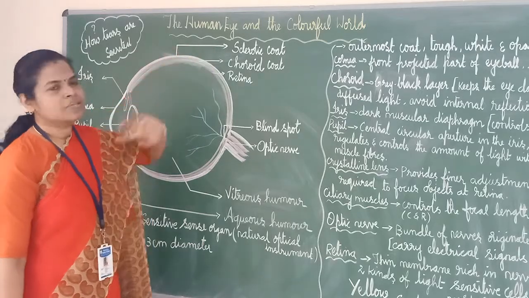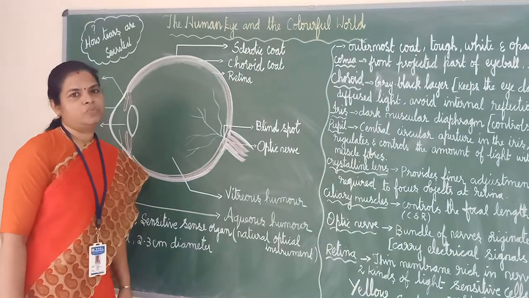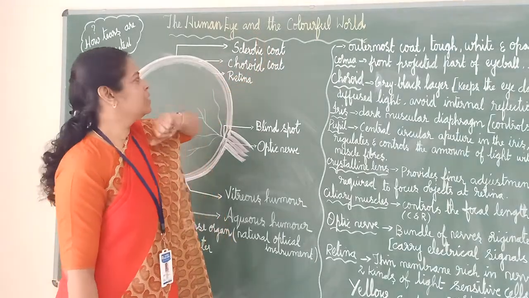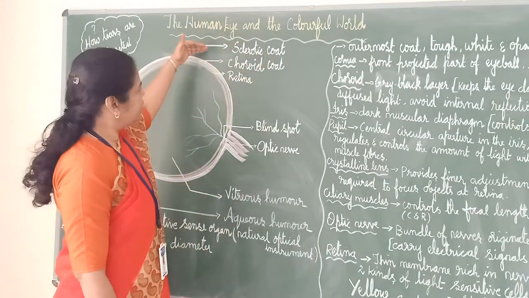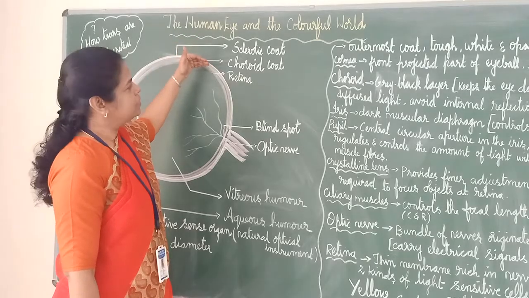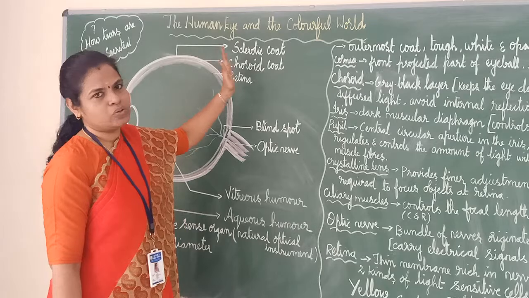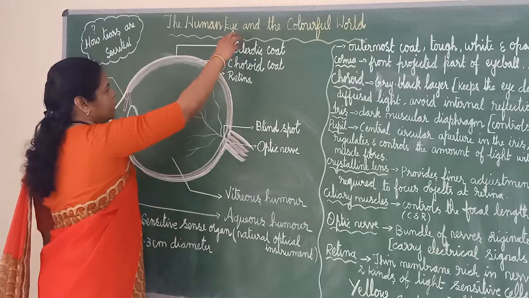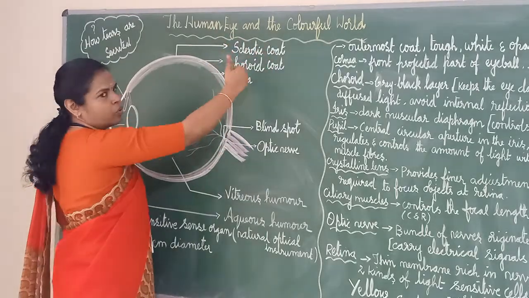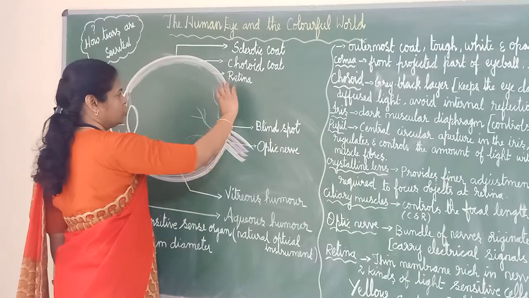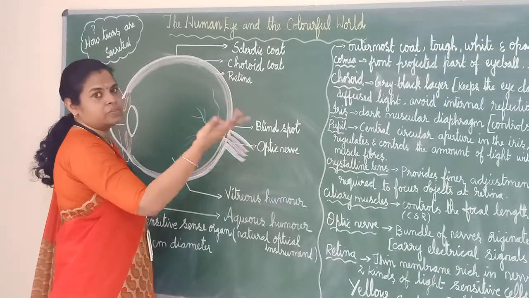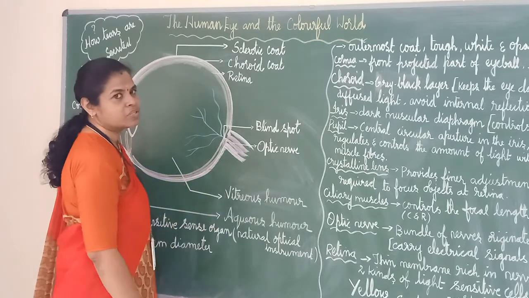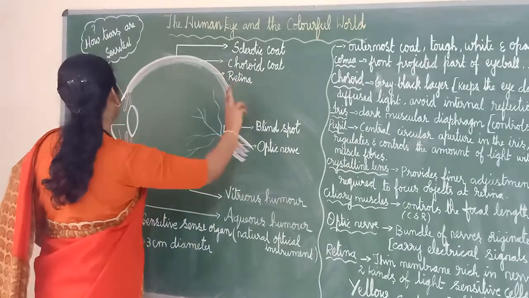The outermost coat is called the sclerotic. I have put it as a coat for you to understand it. Next to that layer is the choroid coat. We are going to see its function later, but first we will study the terms. So the sclerotic coat, the next one is the choroid coat, and the next one is the retina. Three: sclerotic coat, choroid coat, retina. SCR.